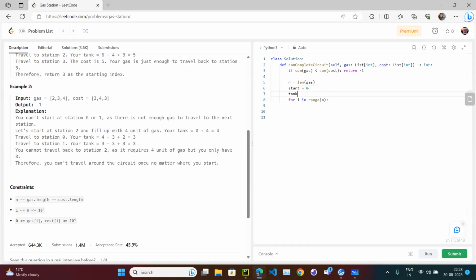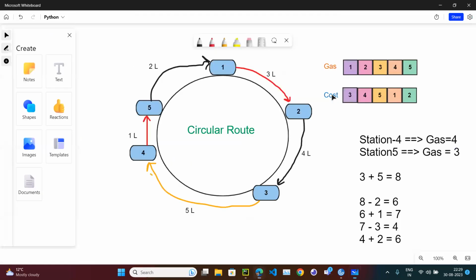So let's define in a single line: starting point, tank is equal to 0, comma 0, and you can even define n as the length of gas in the same line, just to reduce the number of lines. Otherwise you can define it on three lines as well. Okay, so now you start from i. Now we have to check line by line, or station by station.